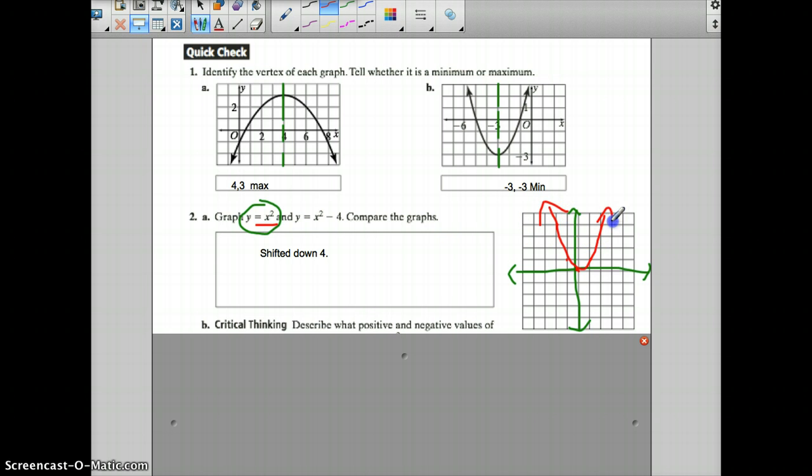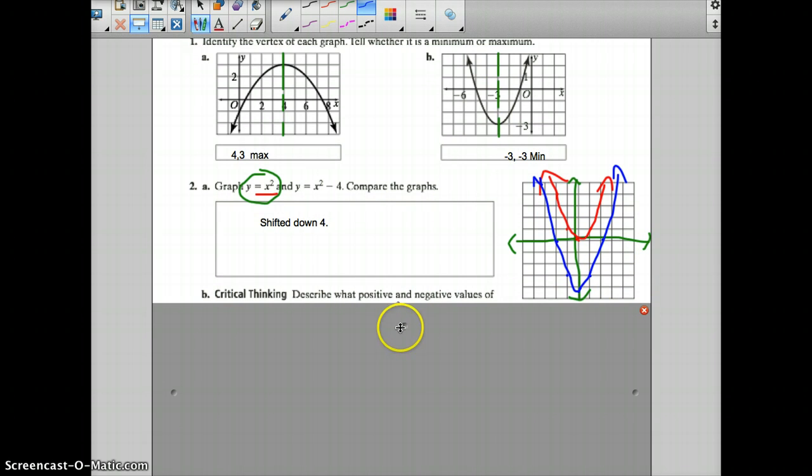And then what ends up happening is, in our x squared minus 4, it's going to start at negative 4. It's going to start here, and it's going to go like this. And you can see how it mimics the x squared, but in this case, it's going to be lower. It's going to start at negative 4, so it's shifted down 4. Okay?